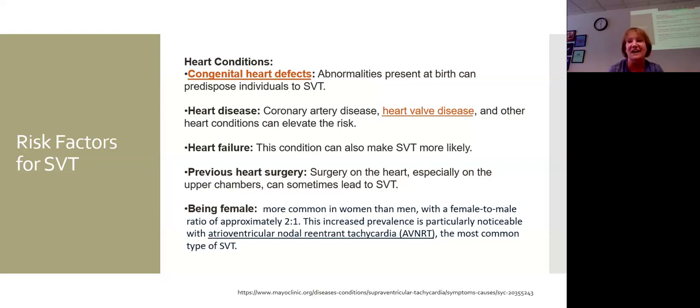Being female, okay, we are the superior species, and with that comes what? More responsibility. Yes, but we're not complaining.